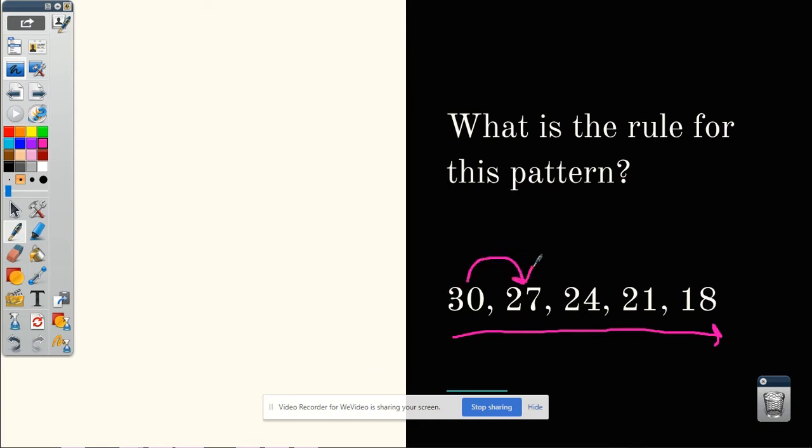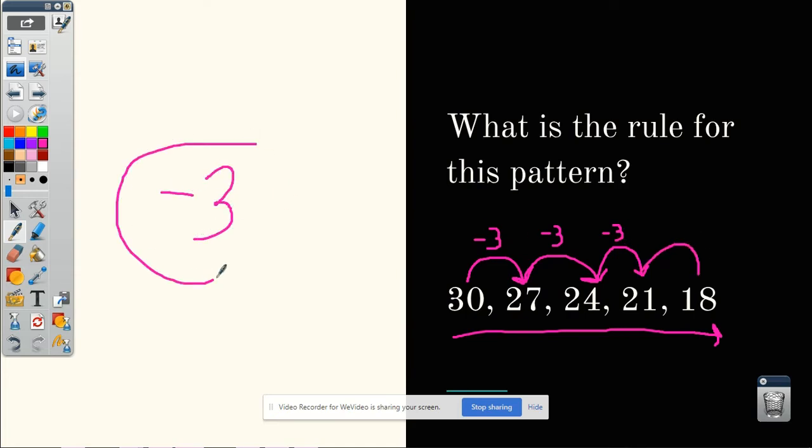Let's see what happens. I'm going to start at 30 and I'm going to count down till 27. 30, 29, 28, 27. That was minus 3. I'm counting down again. 27, 26, 25, 24. That was also minus 3. Minus 3 also works here. And it works there. So your answer is that the rule is minus 3.